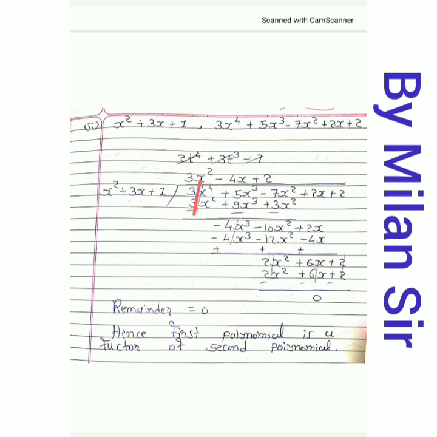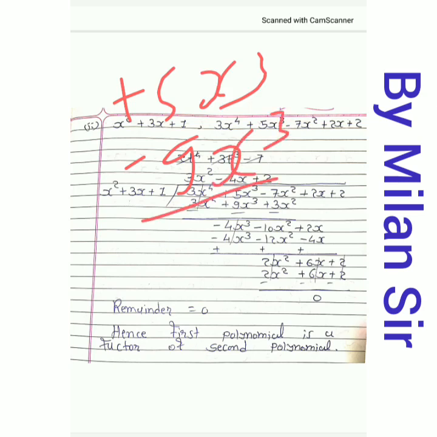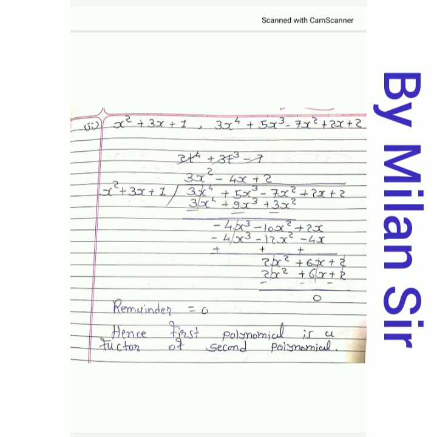Then for the second term, plus 5x cube and minus 9x cube, right? So plus minus minus, that means subtraction process. 9 minus 5, 4, x cube as it is, big number sign minus, so I written here minus 4x cube as answer, right? So minus 4x cube.